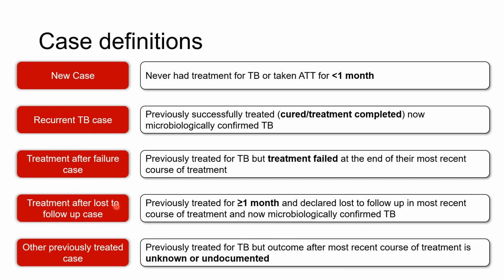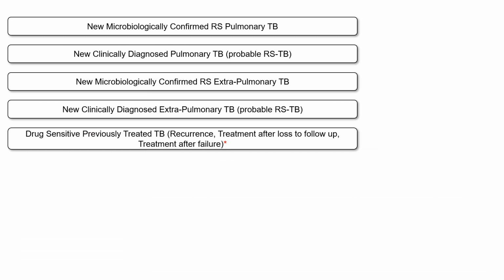And other previously treated cases means previously treated for TB, but the outcome after the most recent course of treatment is unknown or undocumented. That means suppose the patient has taken ATT, or antitubercular therapy, for more than 1 month, but at the end of the treatment, whether the patient was cured, whether treatment was completed, whether the patient had treatment failure, nothing is known. The outcome is unknown or undocumented. That is called other previously treated case. So we can think there are these 5 categories of tuberculosis patients.